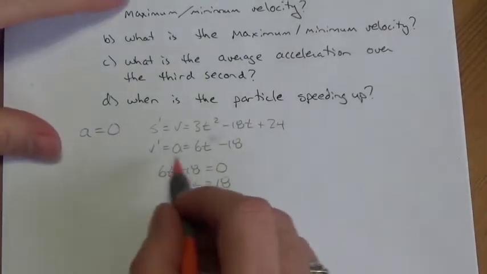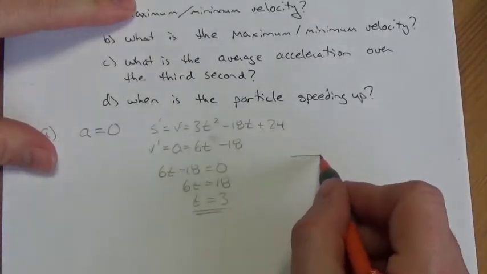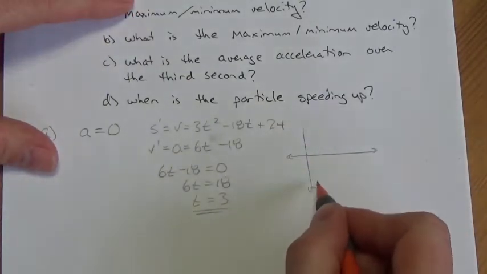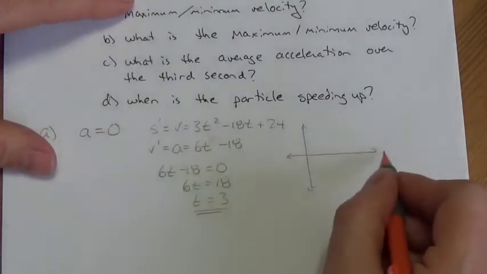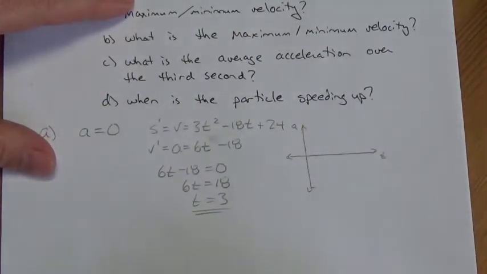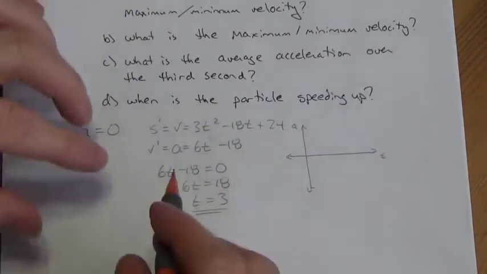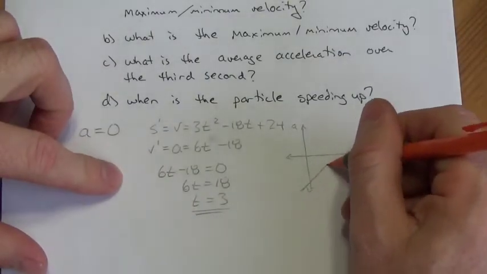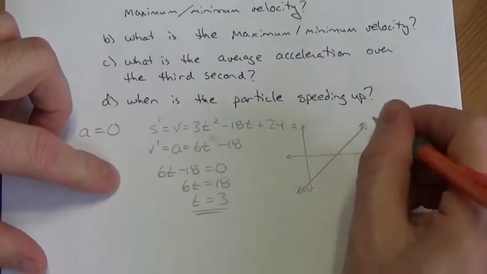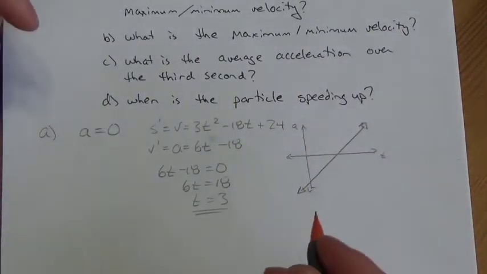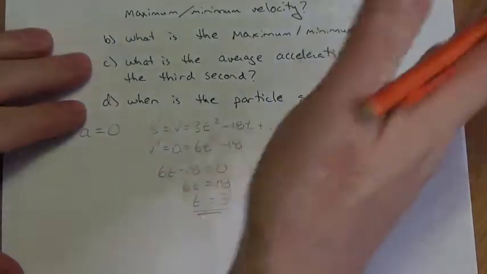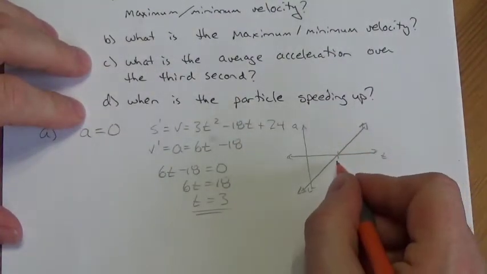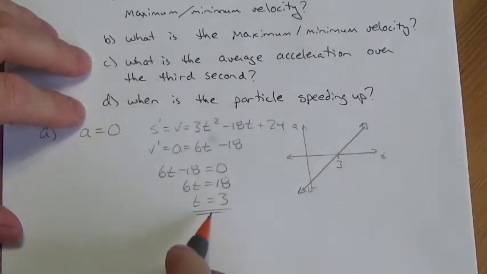Now, is the velocity a maximum or a minimum at that point? Well, let's take a look at what's going on with this acceleration function. If this is my coordinate plane, and I graph acceleration as a function of time, what I've got is a linear function with a positive slope and a negative y-intercept. So it's going to roughly look like a line that goes up like that. We just found that it's got a t-intercept of 3.